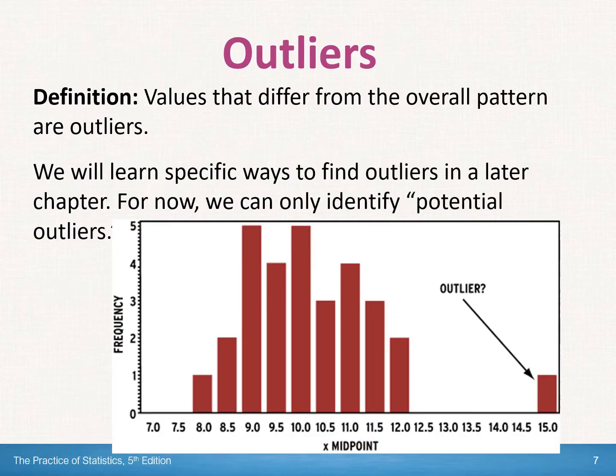Now we're going to talk about outliers. Outliers are values that differ from the overall pattern. For now, we can just sort of estimate what an outlier is, right? What's a value that's obviously very far away from the rest of the data. So we would identify this, for example, as a potential outlier.